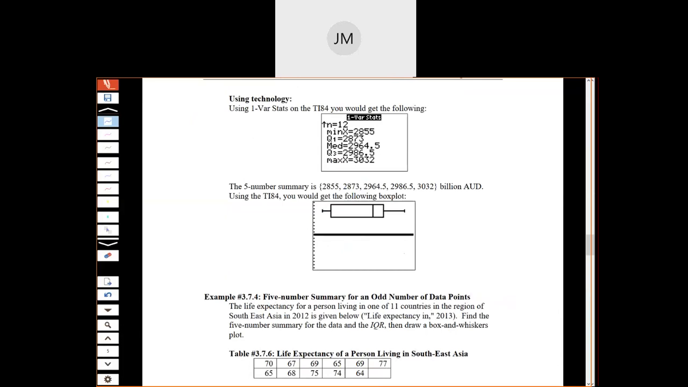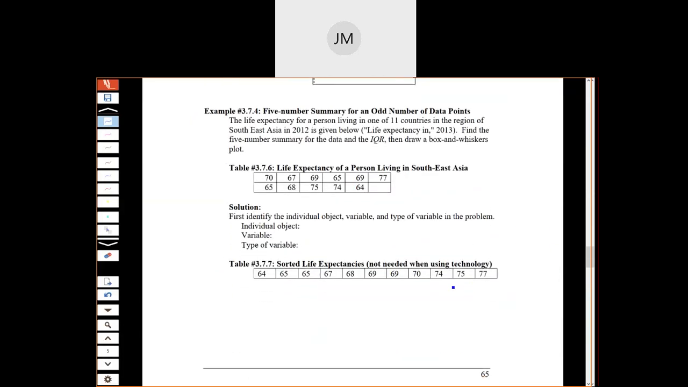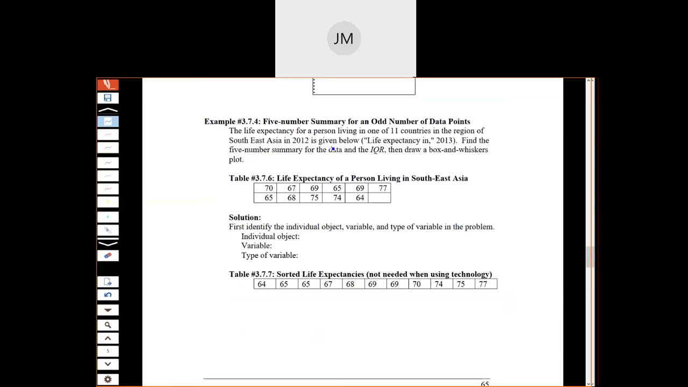So let's go ahead and look at another example, starting fresh. I want you to go ahead and try this out. What we're going to do, well, let's read through the problem. Life expectancy for a person living in one of 11 countries in the region of Southeast Asia, 2012, is given below. Find the 5-number summary for the data and the IQR, okay, and then draw a box plot or a box and whiskers plot. Okay, and what I want to do is start by identifying the object, variable, and type of variable. Okay, so I'll do that with you, right? And then I'll give you a second to go through the rest, right?